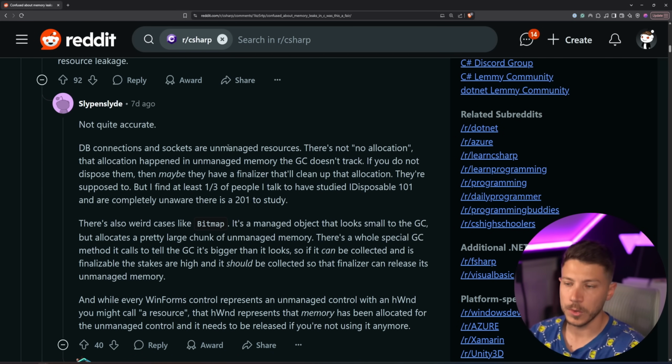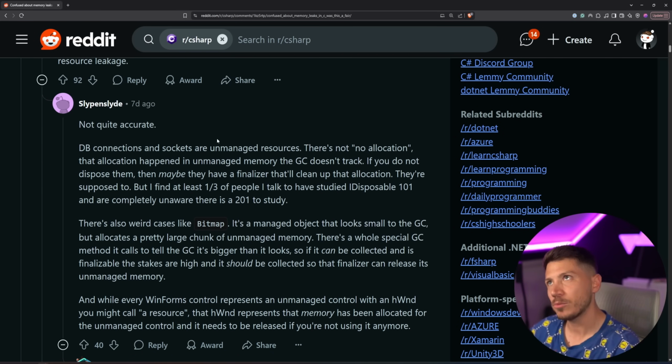are unmanaged resources. Yeah, they're not necessarily unmanaged memory directly. They're unmanaged resources. There's not no allocations. The allocation happens in unmanaged memory. The GC doesn't track. If you do not dispose them, then maybe they have a finalizer that'll clean up that allocation. Finalizer or destructor, which many people don't know exists. Even though a finalizer is only triggered during GC, which is something else you need to keep in mind. If something is untracked, then the finalizer will not be called because the thing will not be disposed.